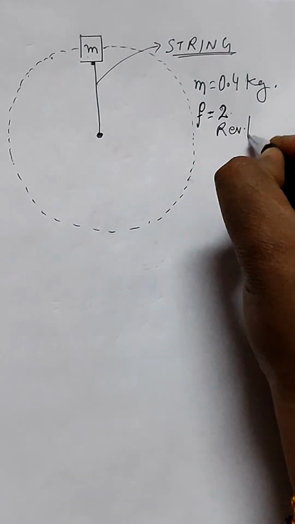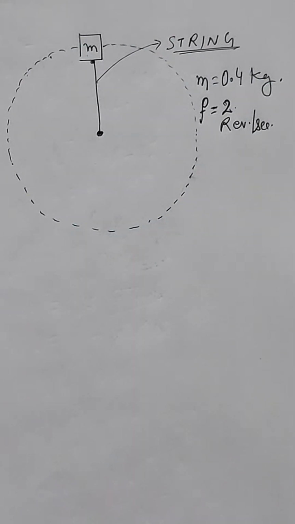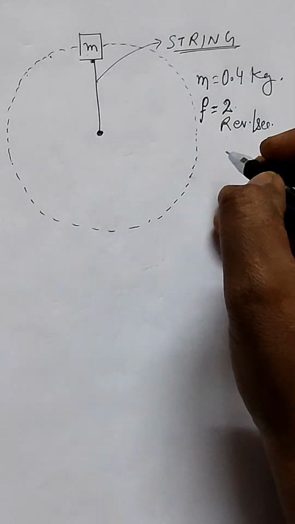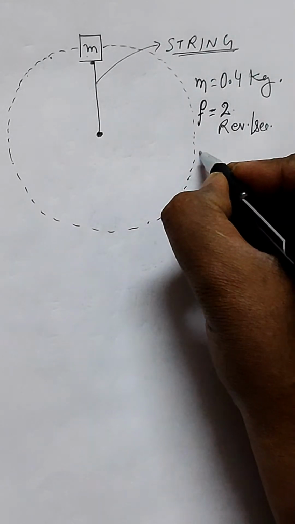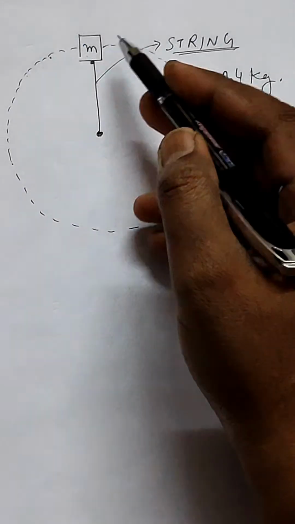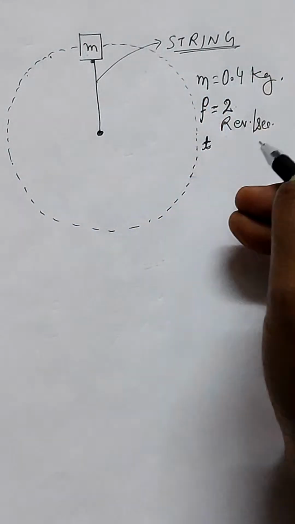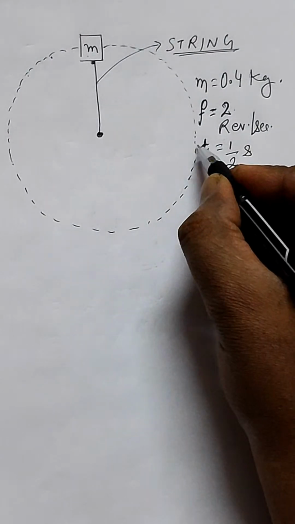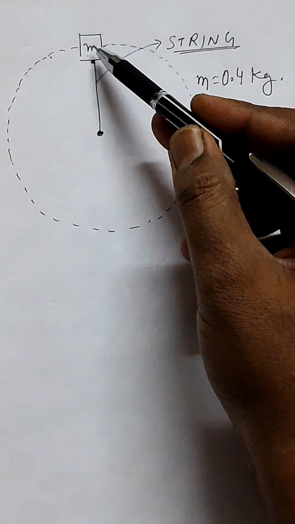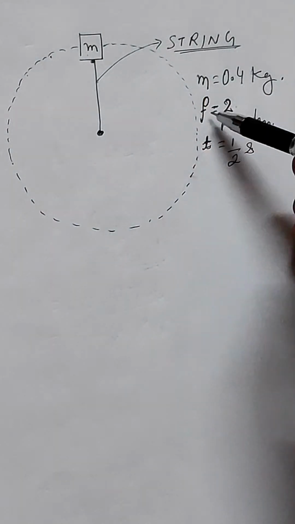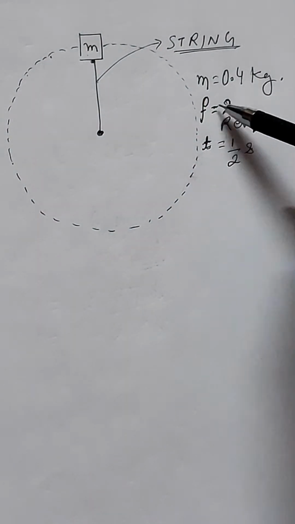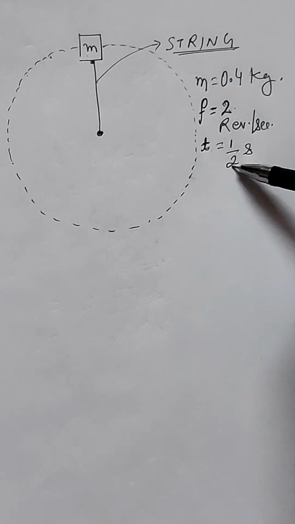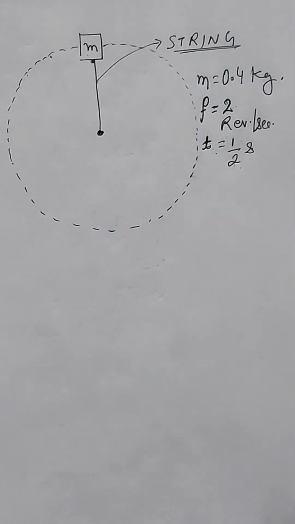2 revolutions per second is your frequency, and the reciprocal of the frequency is the time. So we can say the time period of revolution of this body across this circular motion is equal to 1 by 2 seconds, right? Because the reciprocal of the frequency, that is 1 by f, will give you the time.